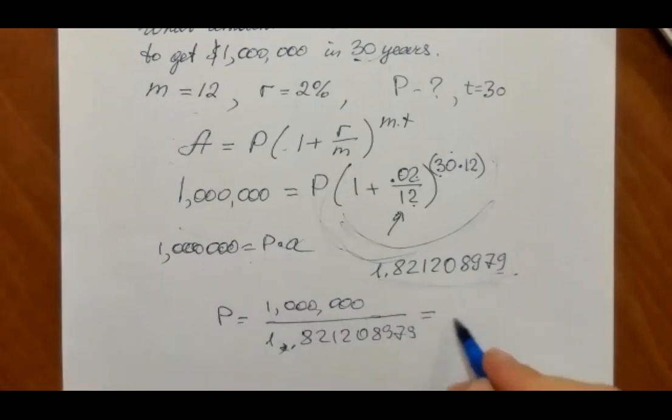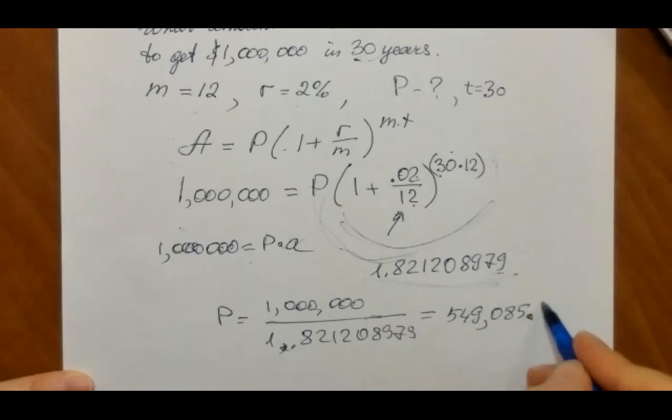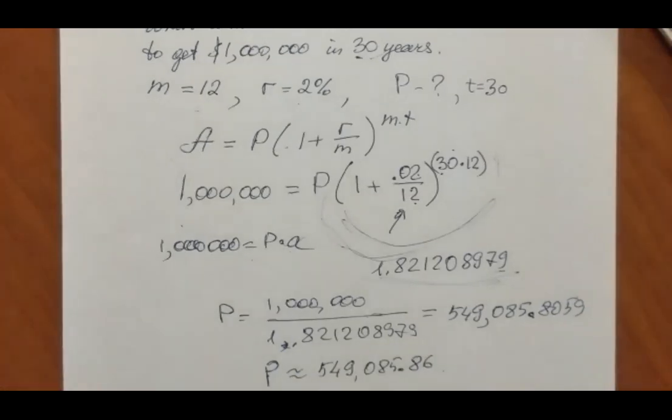And after dividing, we got 549,085.859, and here we can round the answer. P is approximately 549,085.86. This sum must be put on your account at this annual interest rate to get 1 million after 30 years.